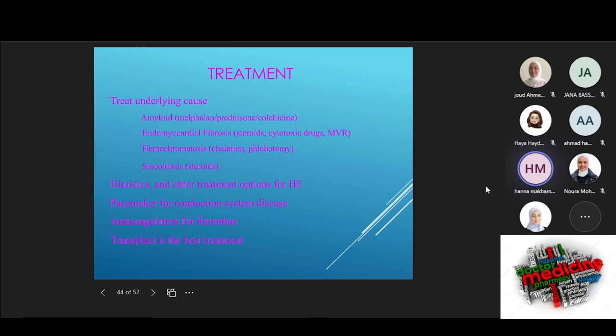Diuretics and other treatment options for heart failure, pacemaker for conduction systems, زي ما حكينا بجماعة الساركويد, they are prone for conduction problem. Anticoagulation for thrombus and transplantation when possible.